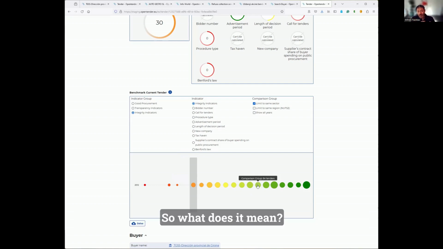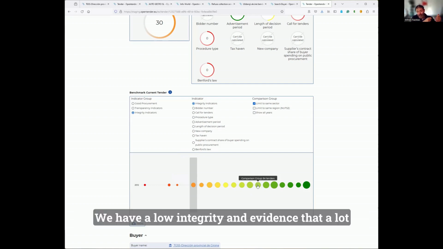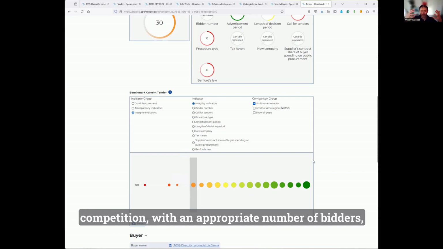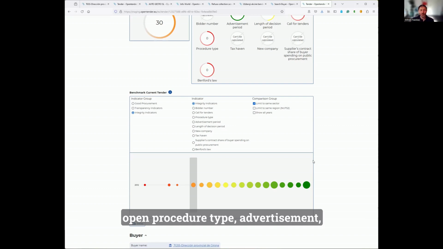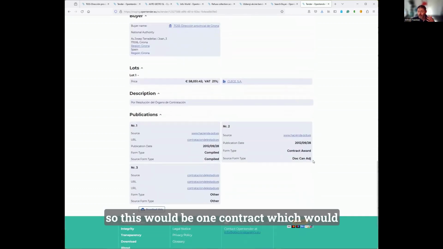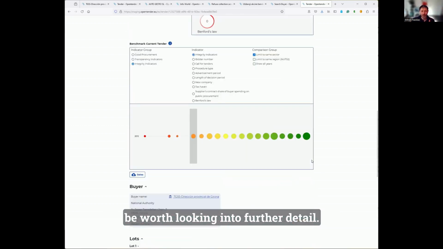So what does it mean? We have a low integrity and evidence that a lot of others in the same sector could do well. So this gives you a sense that, okay, it is possible to procure cleaning services with competition, with appropriate number of bidders, open procedure type, advertisement, and so on. Okay, so this would be one contract which would be worth looking into in further detail.